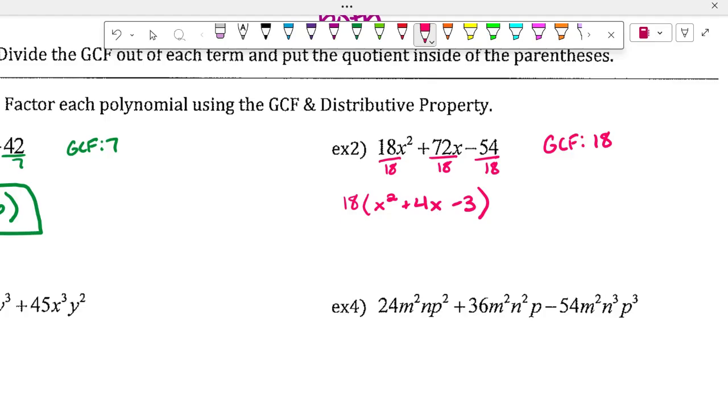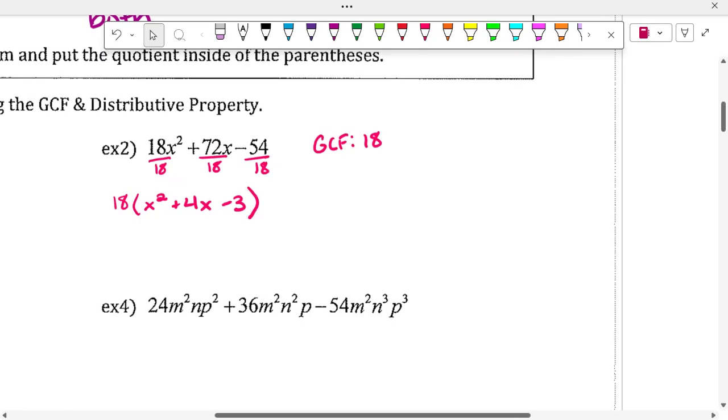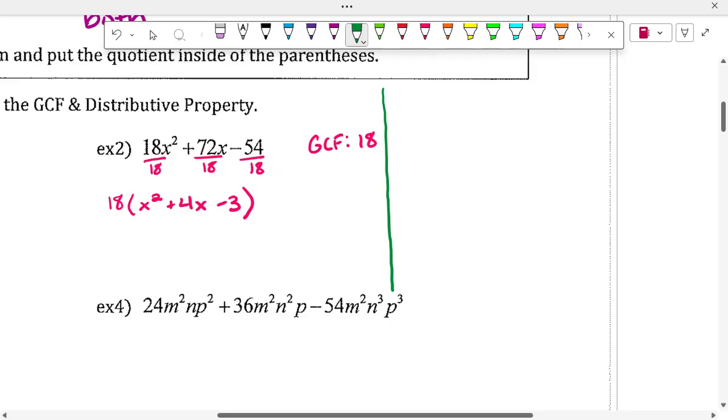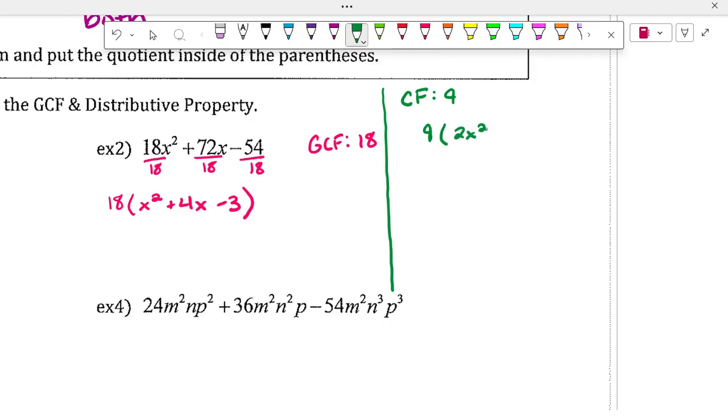Now let's pretend that you didn't know it was 18. Let's say you picked 9. All right. Here's how you can fix it. So hypothetically, you don't necessarily have to write this down, but let's say you picked your GCF as 9, which it's not the GCF, it's just a CF or common factor. But it is usable. So if I divide 9 out, I get 2x squared plus 8x minus 6.